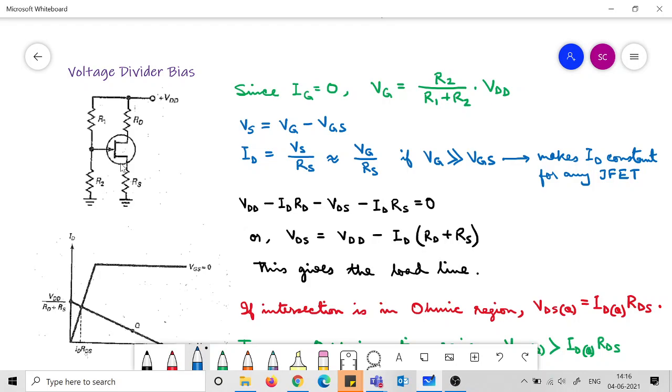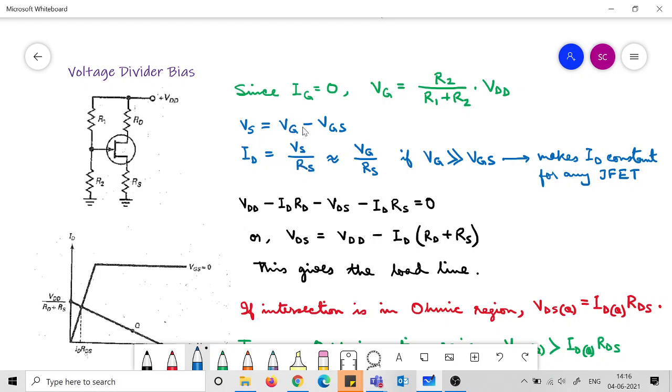So VS is nothing but VG minus VGS. Some VGS is here. We really don't know what this VGS is, but we have written it down as a variable. So VS is VG minus VGS. So what is the ID flowing in this? What is the drain current? The drain current is also the source current. So ID is nothing but VS by RS.